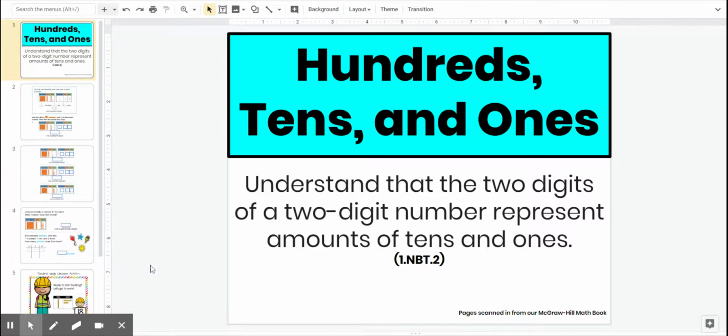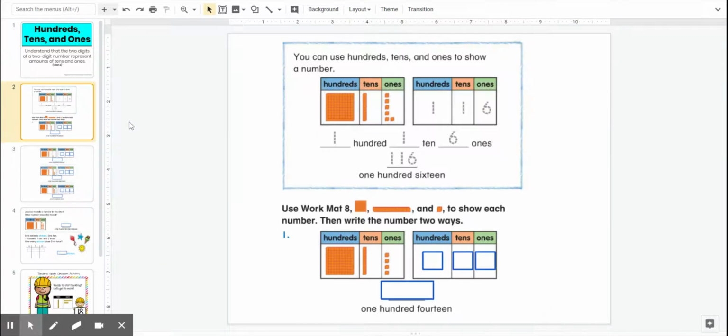Alright guys, hundreds, tens, and ones. Understand that two digits of a two-digit number represent the amounts of tens and ones, and also that three digits in a three-digit number represent hundreds, tens, and ones. That's the step we're adding today to that standard. Alright, so let's look at our math book pages.